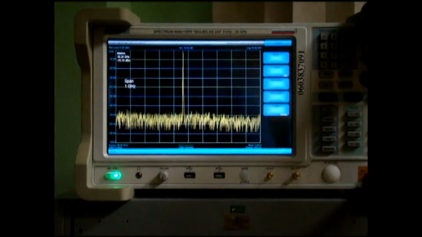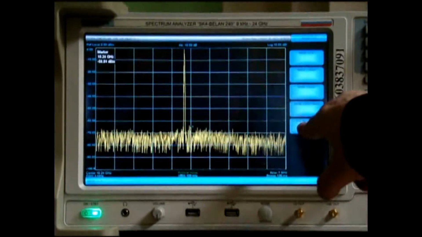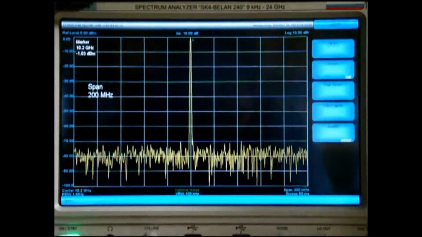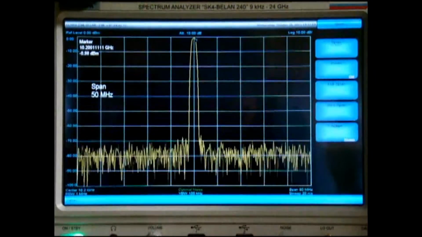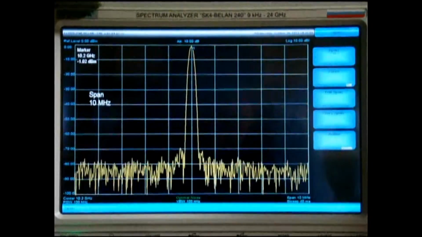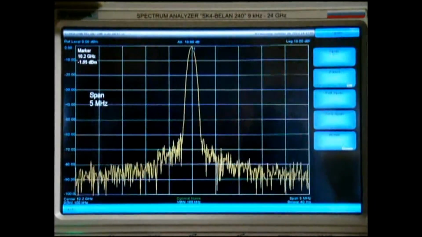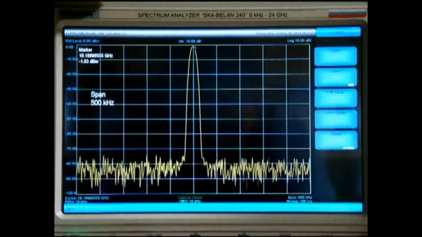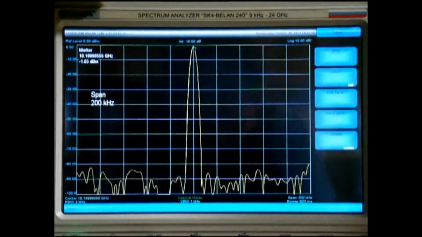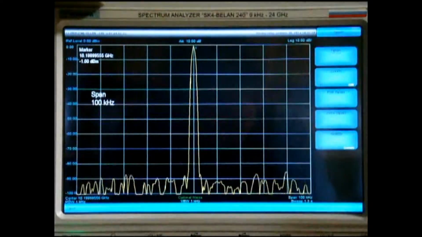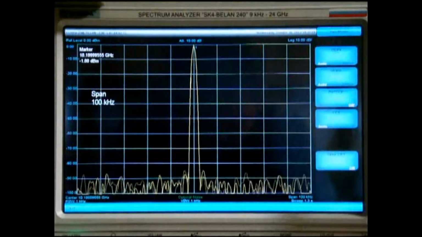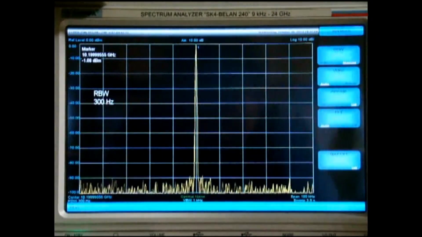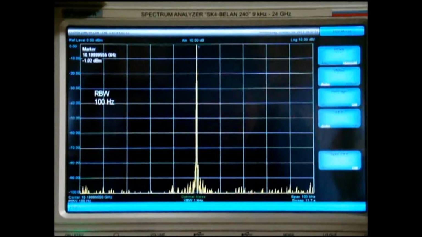Now we should tune to the same signal with SK4 Belon 240M using its touchscreen functions and front panel buttons. Remember, this is the same signal, 10.2 GHz, fed to both units simultaneously through a power splitter. We are gradually decreasing the span until we reach the same value of 100 kHz with the same resolution bandwidth of 100 Hz to perform the comparison under equal conditions.